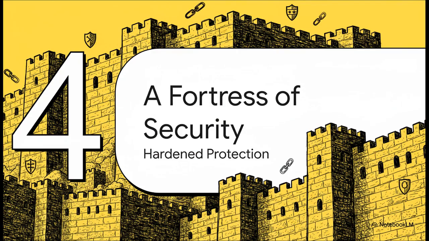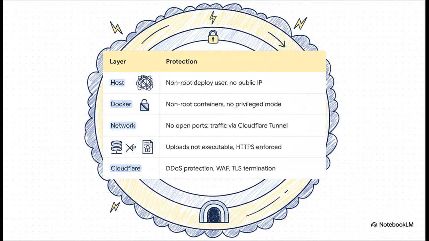Which brings us to Section 4, a fortress of security. See, when you combine all these pieces, you don't just get one single security feature, you get multiple, overlapping layers of seriously hardened protection. It's awesome. This slide just lays it all out perfectly. This is what security pros call defense in depth. At the host level, you've got no public IP. At the Docker level, the containers are locked down tight. They don't run as root, they can't escape. At the network level, again, no open ports.